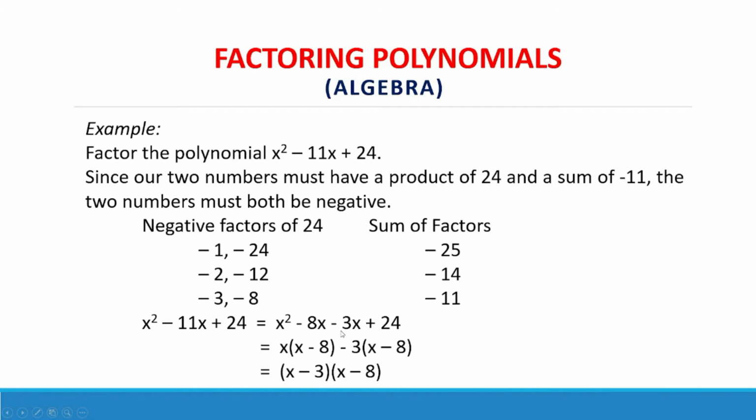And for the third and fourth term, negative 3x plus 24, factor out negative 3, so that's negative 3, and the remaining value is x, and positive to negative, so 24 over 3, that's 8, or negative 8. Factor out the common term, which is x minus 8, and the remaining value is x and minus 3. So the factor is equivalent to x minus 3 times x minus 8. That's based on the negative factors of negative 3 and negative 8.